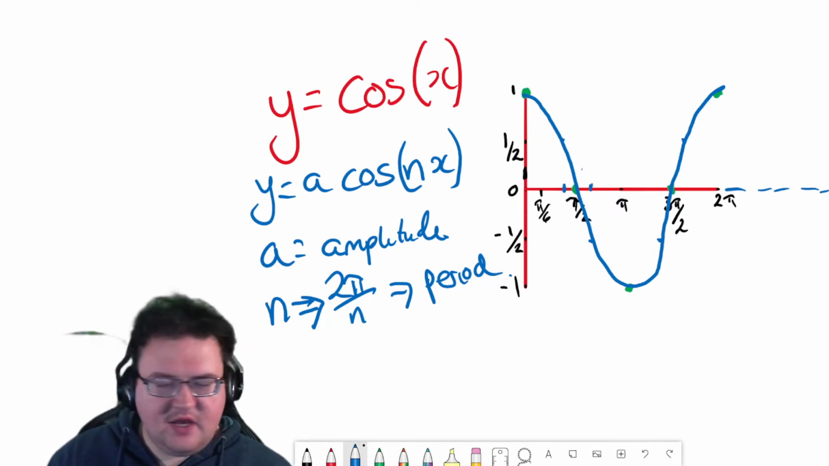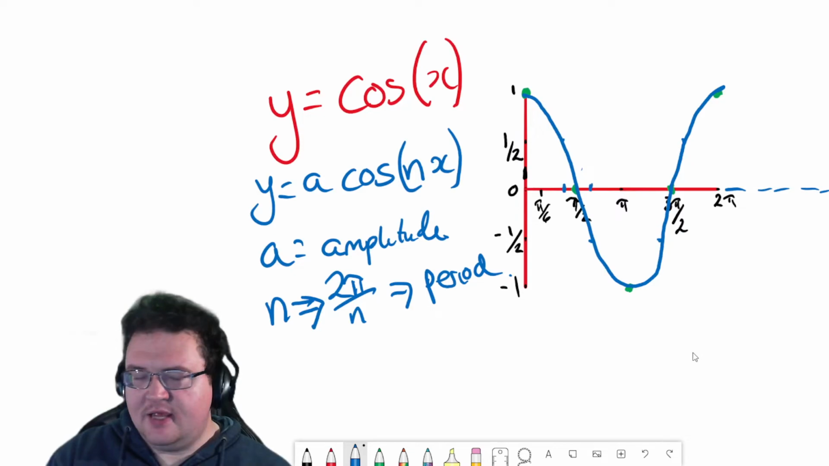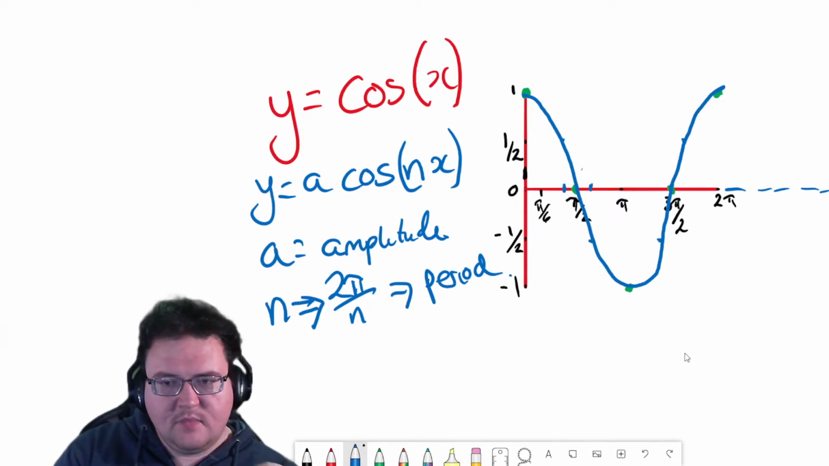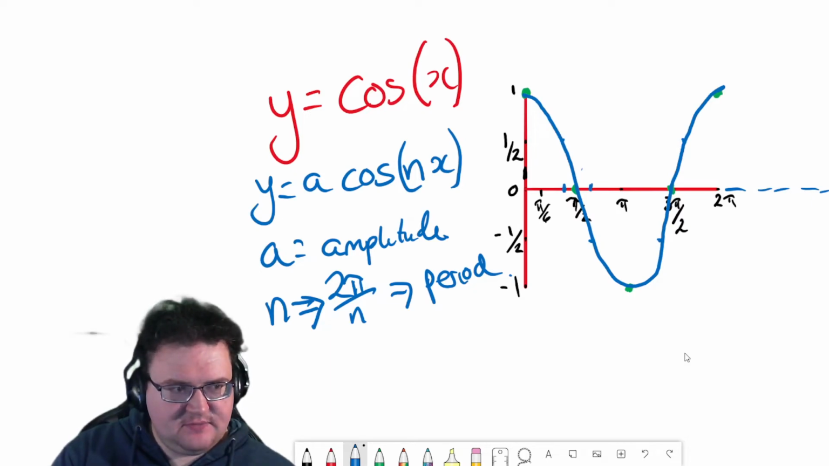The thing I want you to think about before I send yous off is, what do n and a do to the graphs? How do the graphs change because of what you're doing to them?